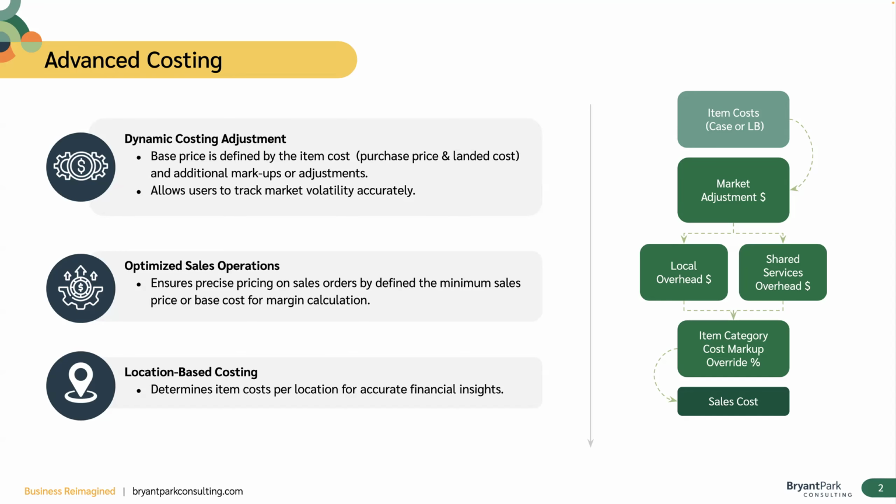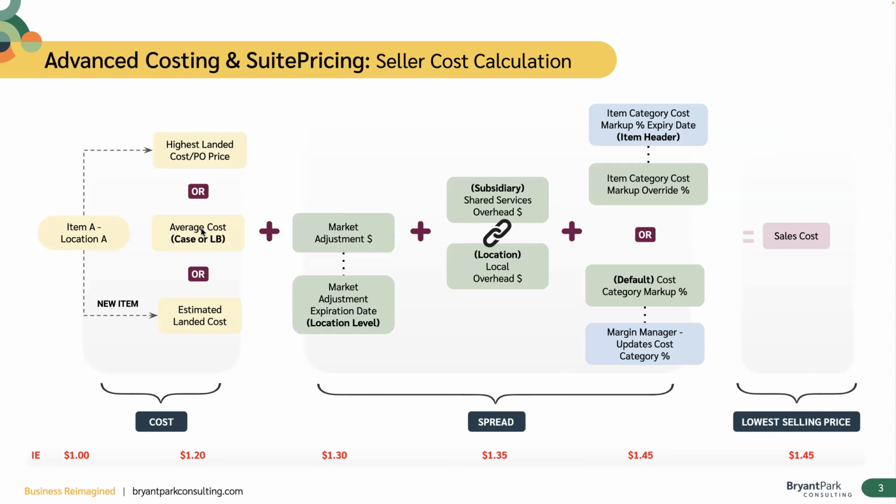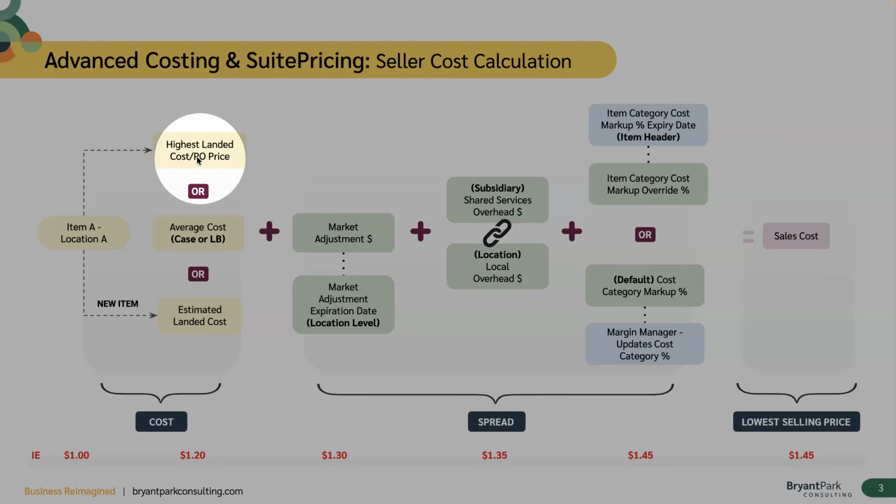With the advanced costing solution, you have the ability to calculate a cost basis, which can then be used in pricing that accounts for all of the things that need to go into your cost to ensure you are protecting margin. For example, the solution allows you to begin with either the highest landed cost or PO price, the average cost, and if it is a catch weight item, that average cost can also be on the per weight basis, or the estimated landed cost.